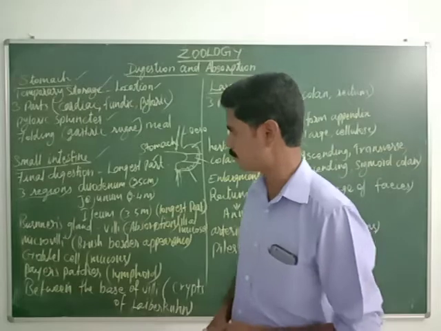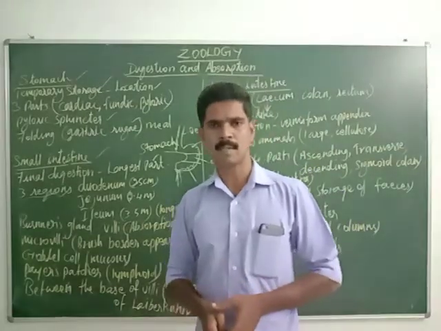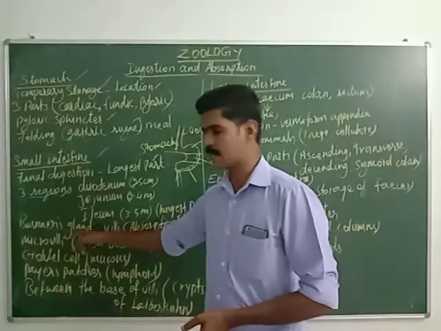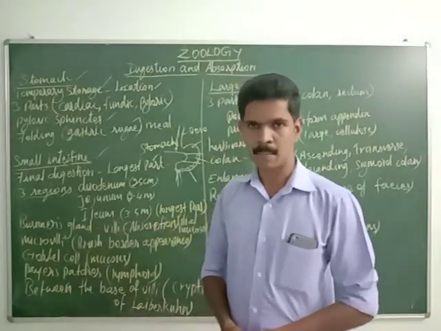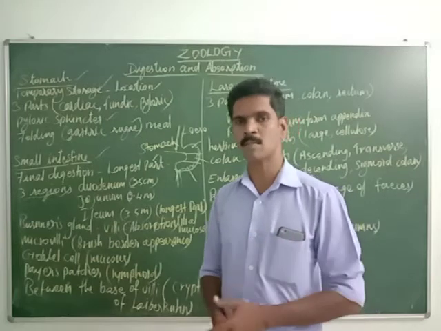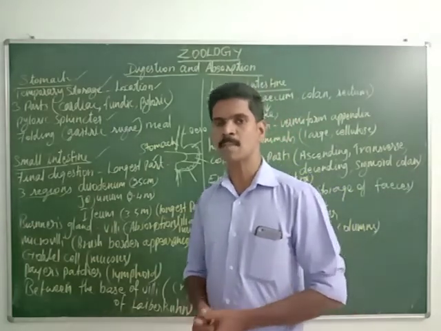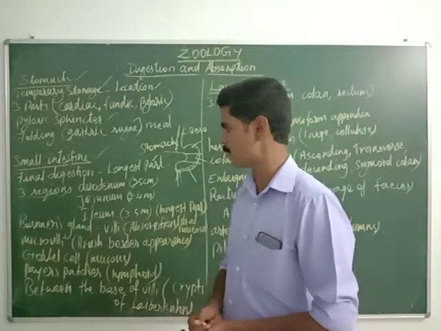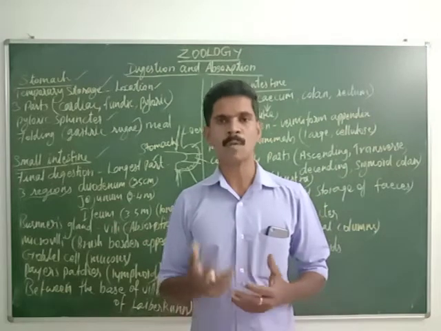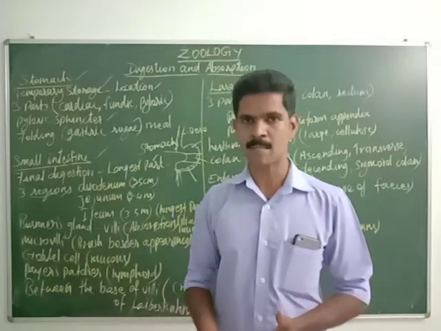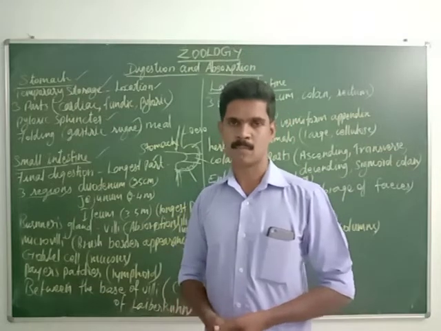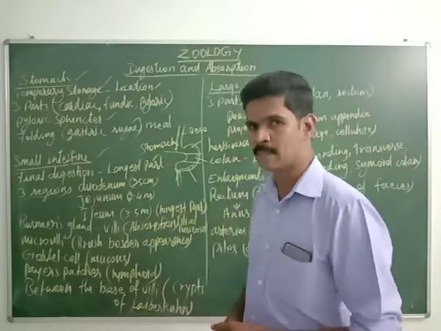Then the next point: the wall of the small intestine has an important gland, called Brunner's gland. It's a one-mark question: the location of Brunner's gland is the wall of the small intestine. This gland secretes a large amount of mucus and enzymes, and the mucus and enzymes are very important for digestion.